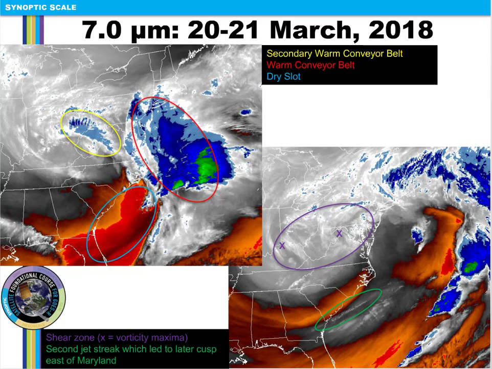Finally, the green oval indicates the second jet streak that comes along, moves northeastward, and later leads to cusp formation east of Maryland, further intensifying the system.